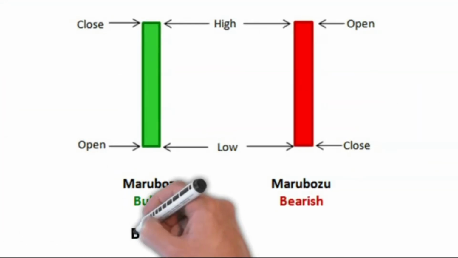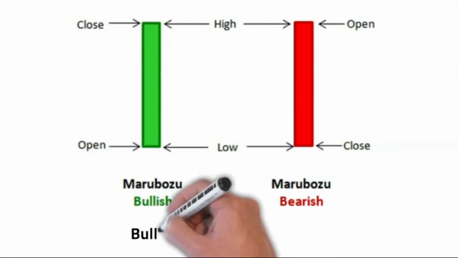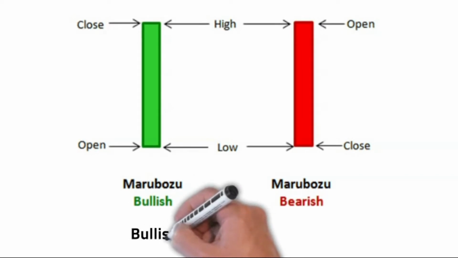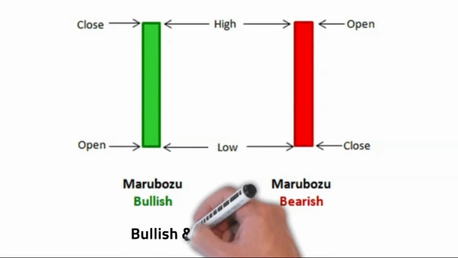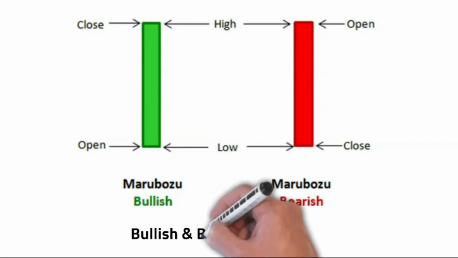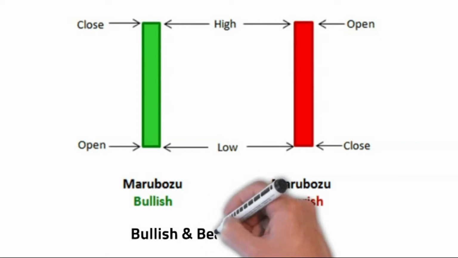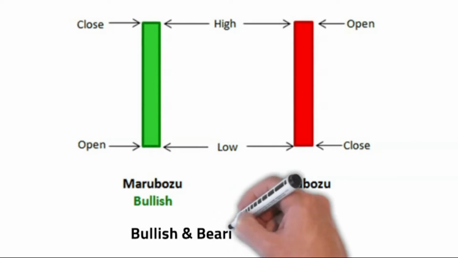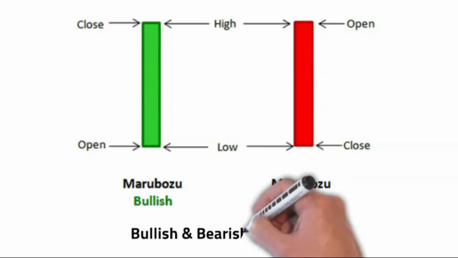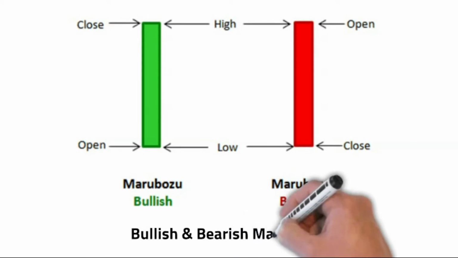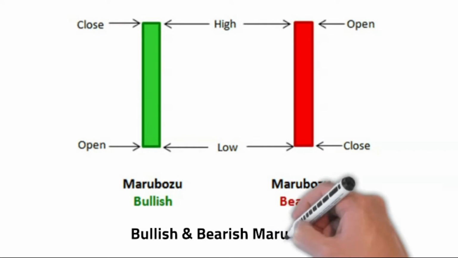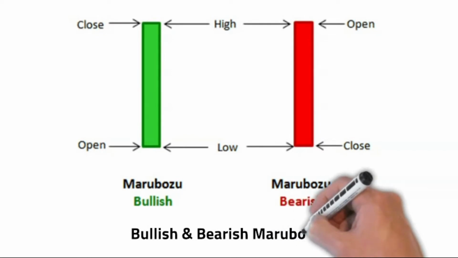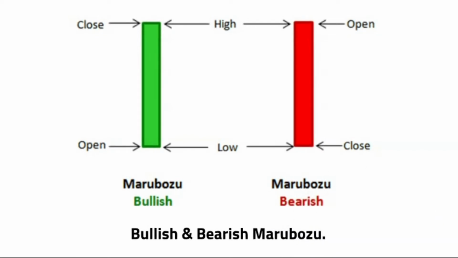Bullish Marubozu. If a bullish Marubozu forms at the end of an uptrend, a continuation is likely. If a bullish Marubozu forms at the end of a downtrend, a reversal is likely. Bearish Marubozu. If a bearish Marubozu forms at the end of a downtrend, a continuation is likely. If a bearish Marubozu forms at the end of an uptrend, a reversal is likely.